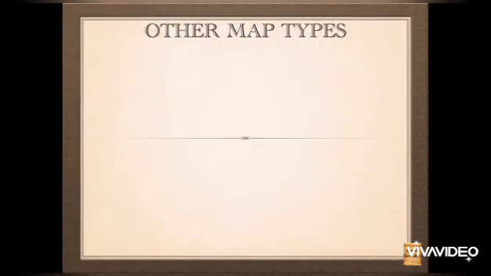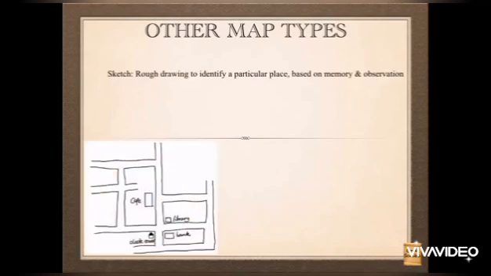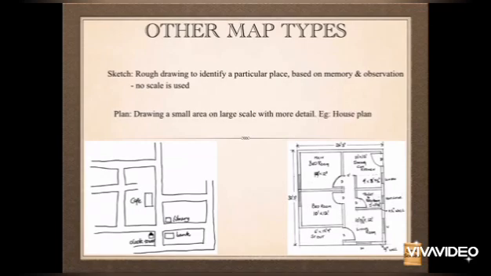Among other map types, there is a map type called a sketch. A sketch is rough. For example, if you want to show your friend the way to your house, you take a paper and keep scribbling: there will be a shop, this is my house. That is a sketch. The next one is a plan, which is not scribbled but represented with places and measurements, like inches and heights. A house plan is an example of a plan.